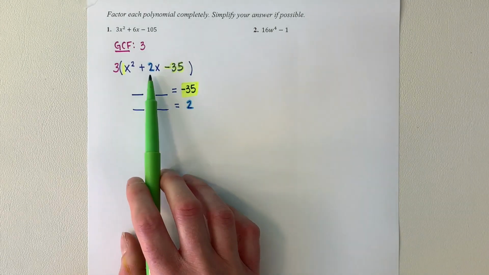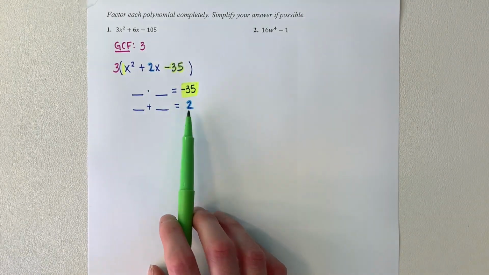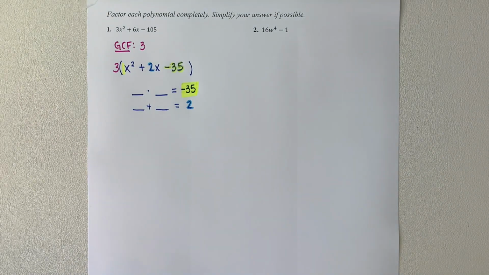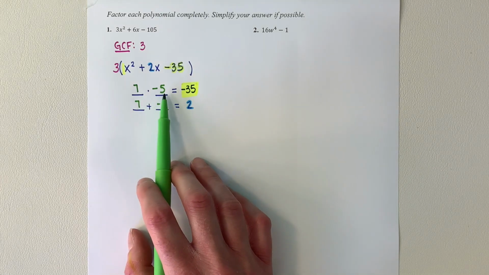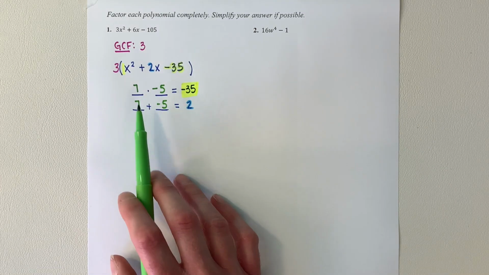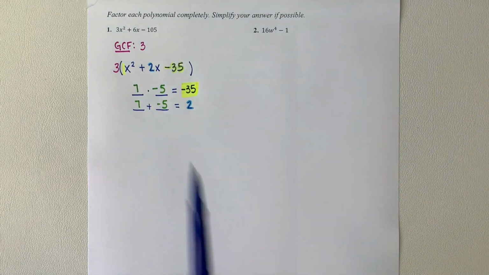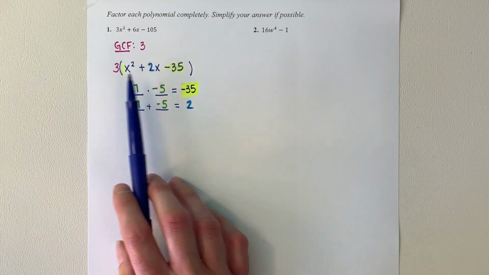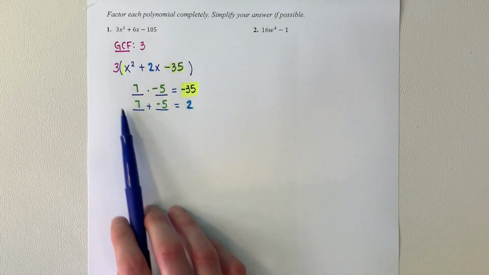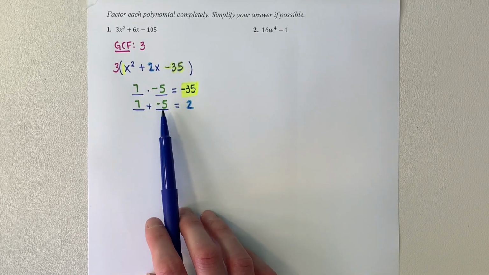Where b is the coefficient of the x term, which is 2 in this case. The two numbers that work are 7 and -5, because 7 times -5 gives us -35, and 7 plus -5 gives us 2. Now, if the coefficient of your square term is a 1, once you find these two numbers here, you can write your final answer.